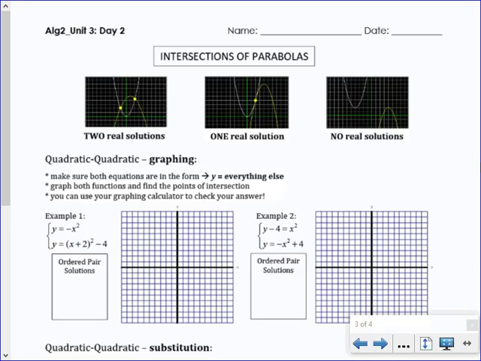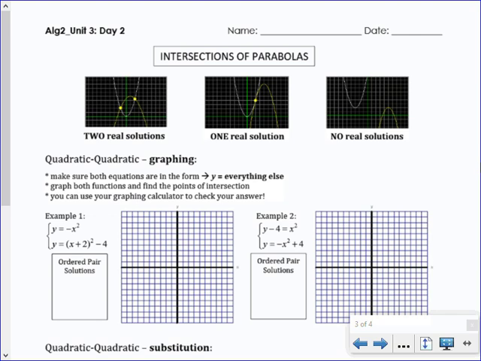So these illustrations at the top are examples of how the graphs interact. You could have these two quadratic functions intersect twice, once, or not at all. Just like last time, for these systems, you could have two solutions, one solution, or no solutions. I'll recap this again at the end.